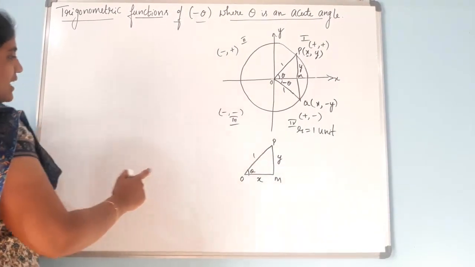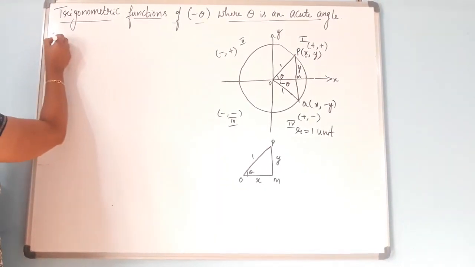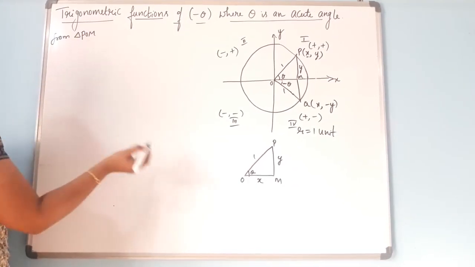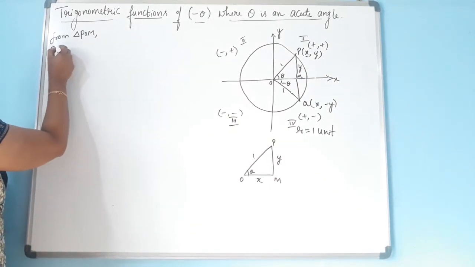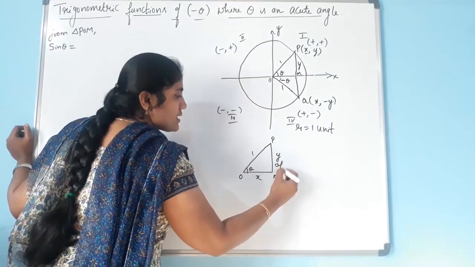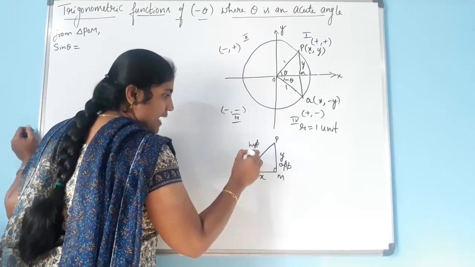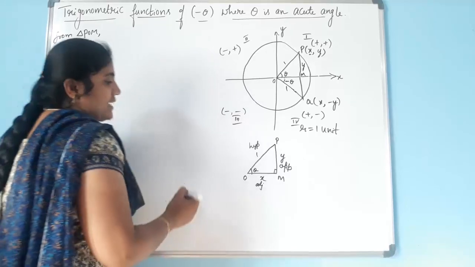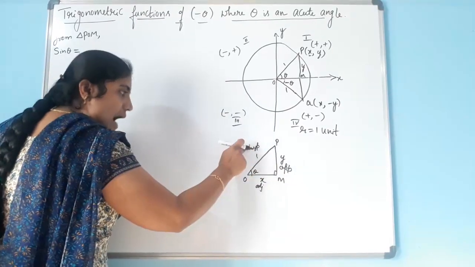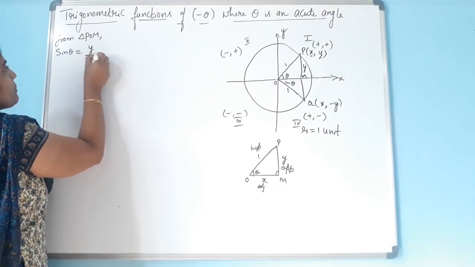By using this right angle triangle, let us define the trigonometric functions. Okay, so from triangle POM, what is sine theta? What is the definition of sine theta? See here, the side opposite to the angle is the opposite side. This is the hypotenuse side because the side opposite the 90 degree angle is the hypotenuse. The remaining side is the adjacent. So now we have to write sine theta. What is the definition of sine theta? Opposite by hypotenuse. Opposite value is y. The hypotenuse value is 1. So here we get y by 1.